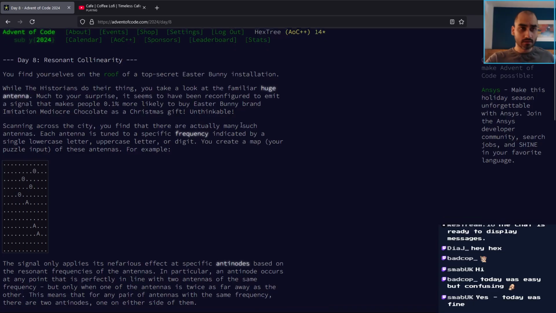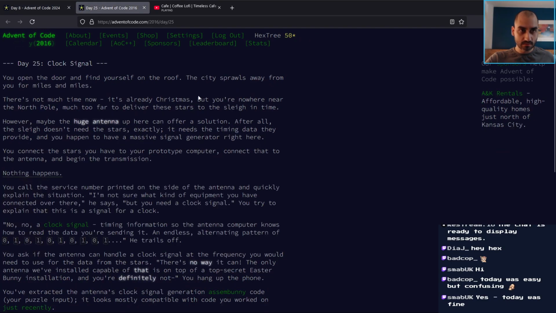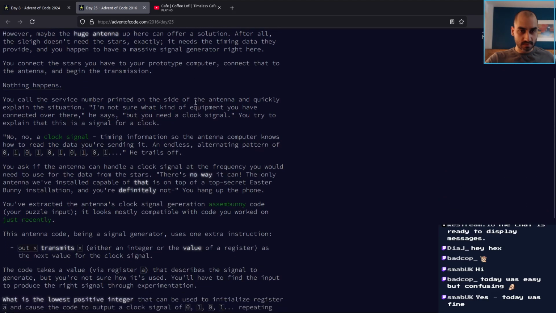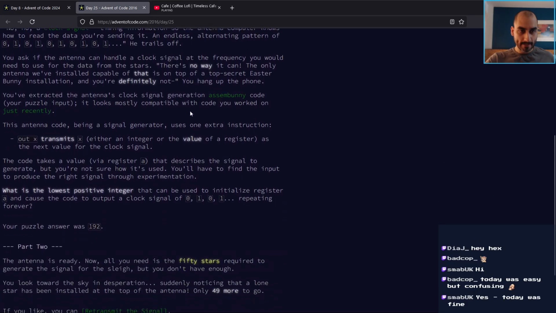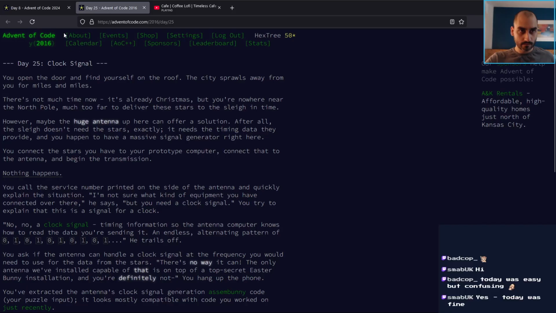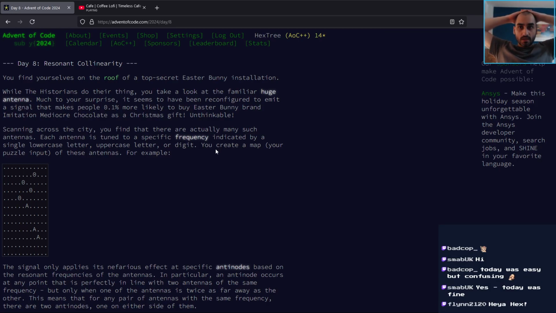Okay. You find yourselves on the roof of a top secret Easter Bunny installation. Oh yeah, I remember the Easter Bunny year. A Sim Bunny. I remember that. While the historians do their thing, take a look at the familiar huge antenna. Hello, Flynn.